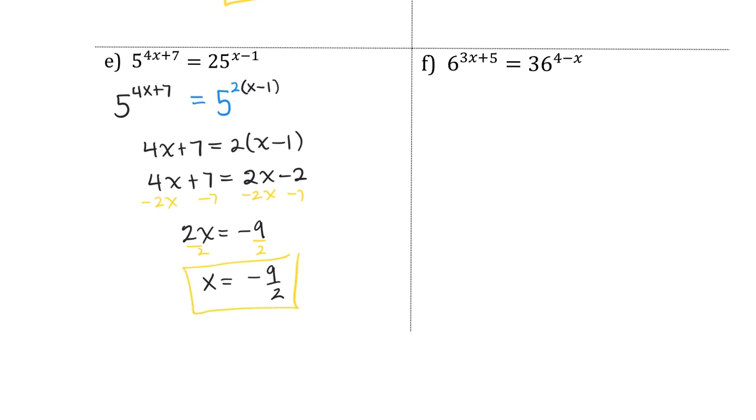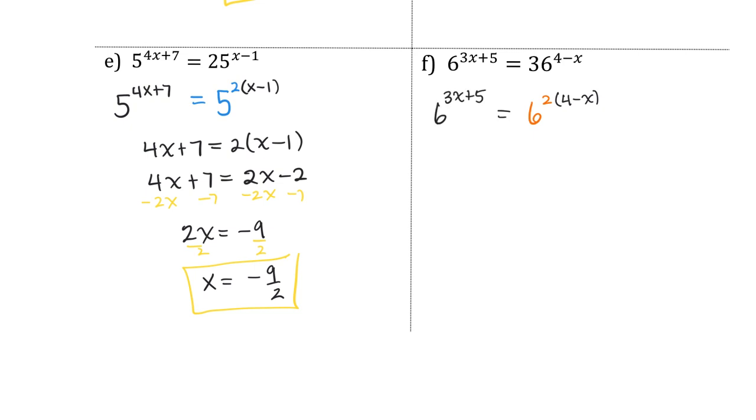Okay, let's try f, another tricky one. Do they have the same base? 6 and 36. No. Let's look at the bigger number and see if we can rewrite that. 6 times 6, so it's 6 to the second power. So I'm going to make this 6 to the second power. It already had an exponent of 4 minus x, so I'm doing 6 to the second to the 4 minus x, which means I'm going to multiply the exponents. Put parentheses to make sure you multiply the whole thing.